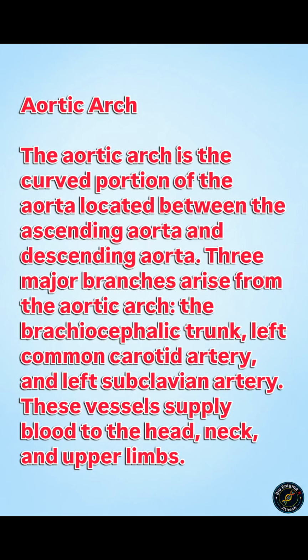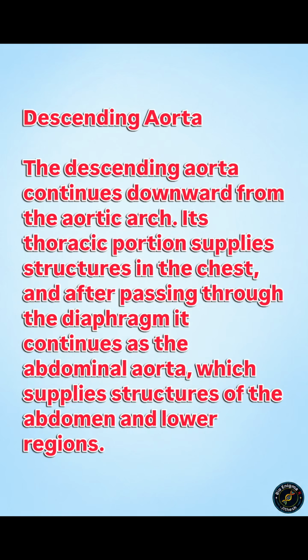Three major branches arise from the aortic arch: the brachiocephalic trunk, left common carotid artery, and left subclavian artery. These vessels supply blood to the head, neck, and upper limbs. Descending aorta. The descending aorta continues downward from the aortic arch. Its thoracic portion supplies structures in the chest, and after passing through the diaphragm it continues as the abdominal aorta, which supplies structures of the abdomen and lower regions.